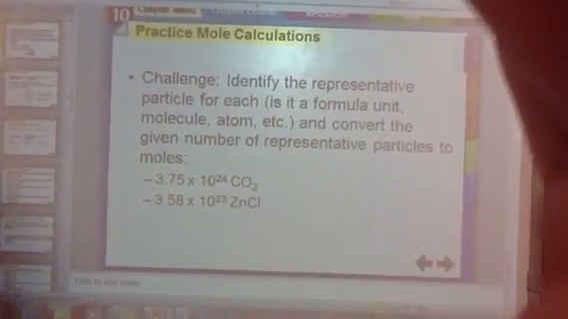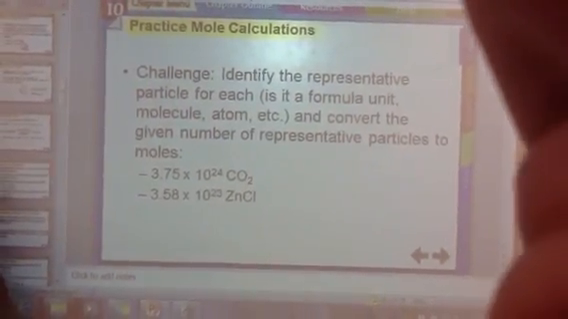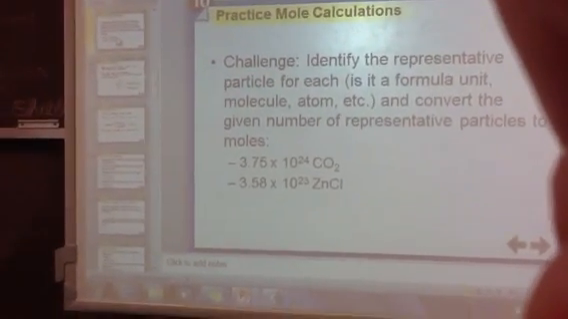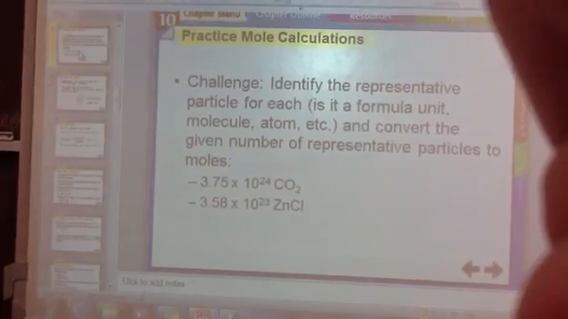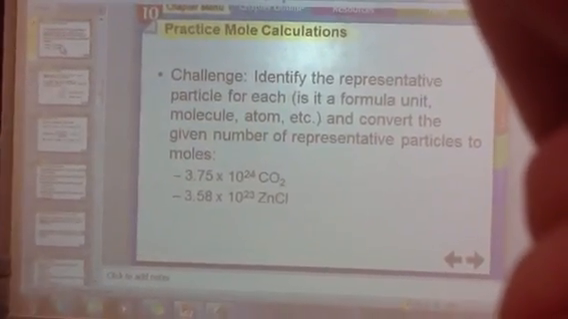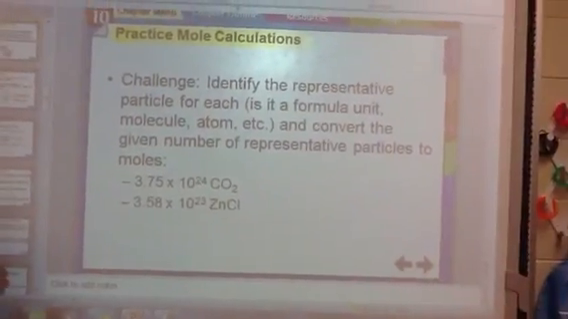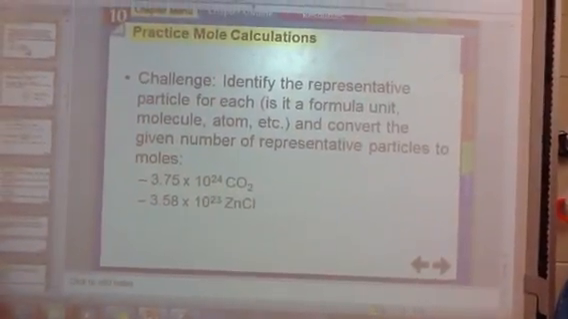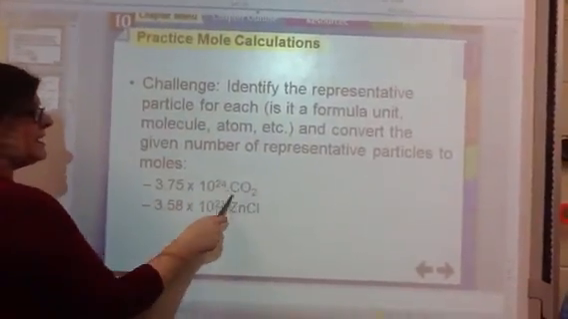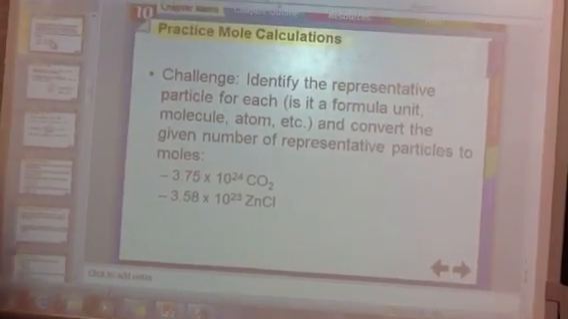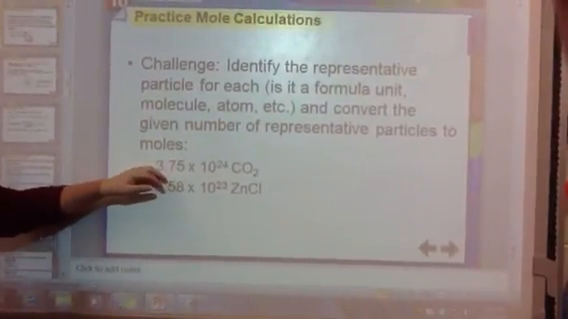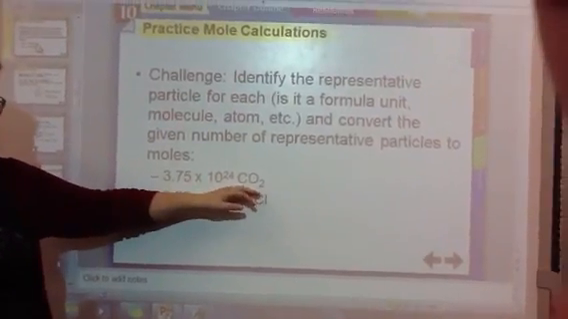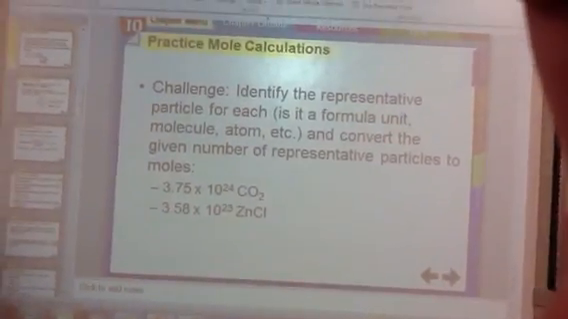Would CO2 be an atom, a molecule, or a formula unit? What do we say, class? Molecule. It would be a molecule. Tell me why. Because it's a covalent bond and two nonmetals. Very good. So that's carbon dioxide. That tells me that it would be a molecule, or molecular compound. So this would be 3.75 times 10 to the 24th molecules of CO2, and I want you to convert that to a mole.